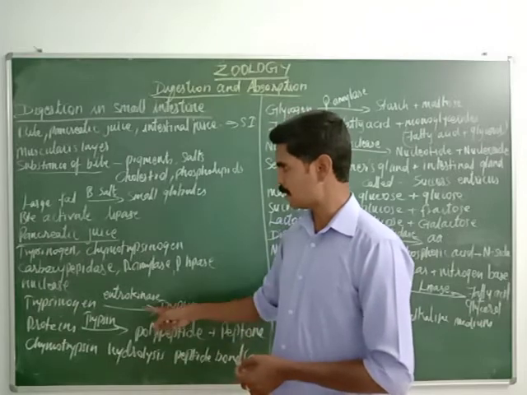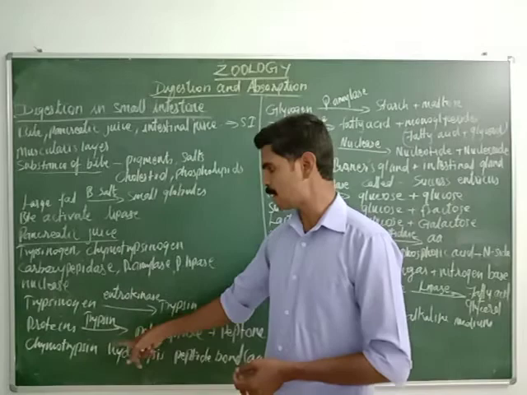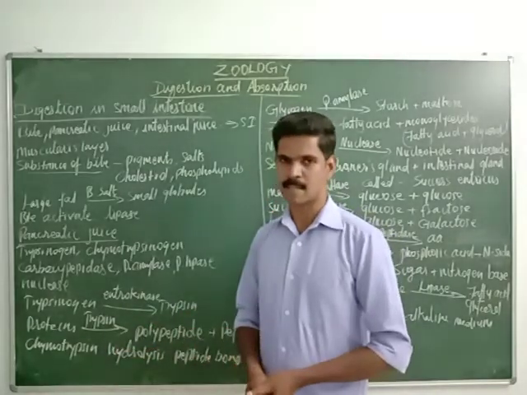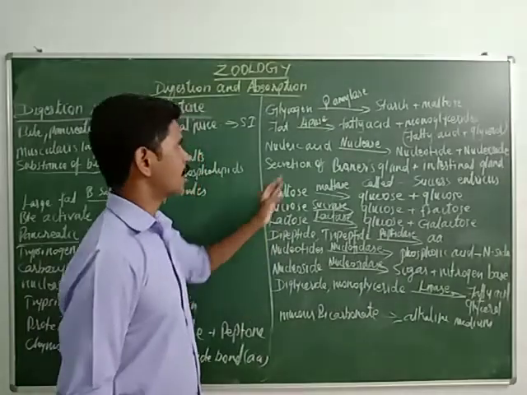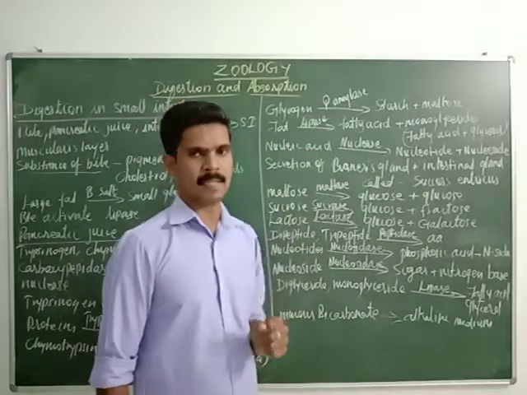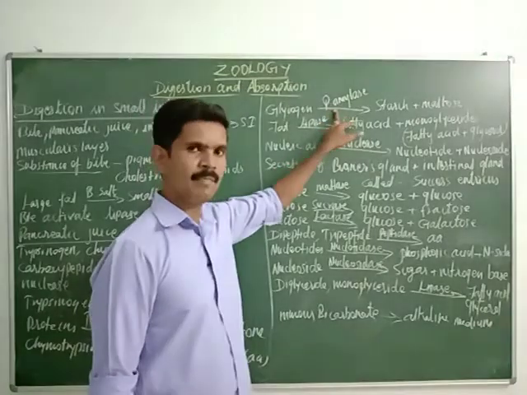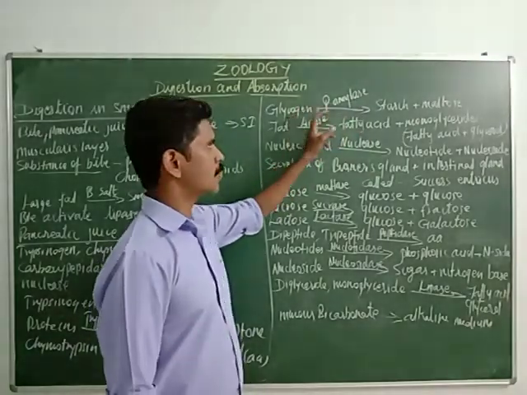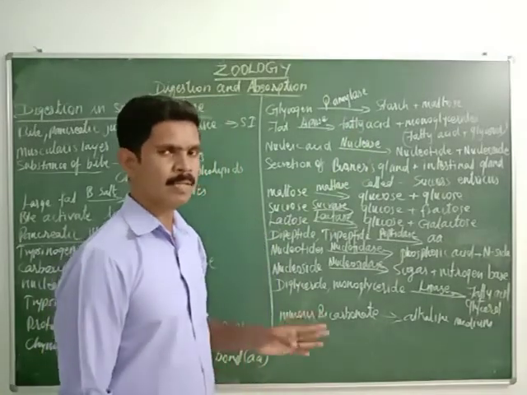So now we completed the enterokinase enzyme, the trypsin enzyme, and the chymotrypsin enzyme's functions. Then now we are going to study the remaining enzymes. Say, pancreatic amylase. The function of this pancreatic amylase is converting the glycogen into starch and maltose.